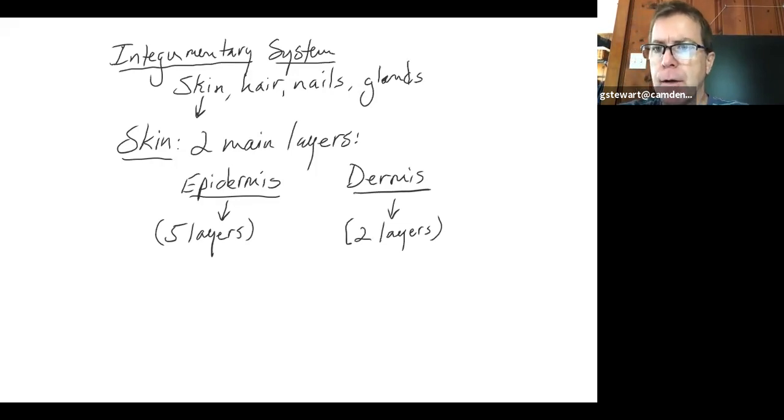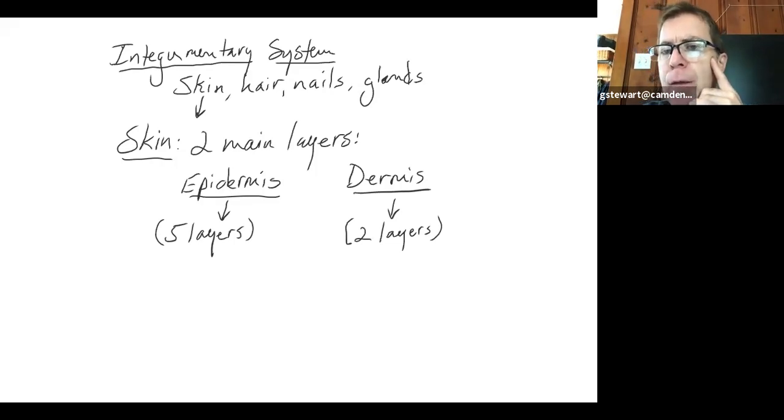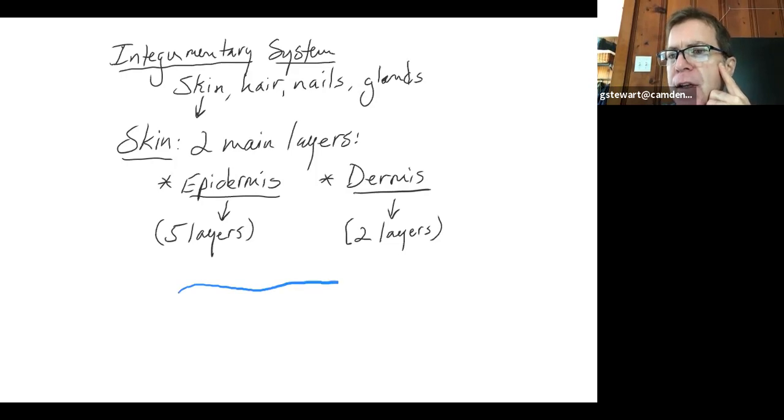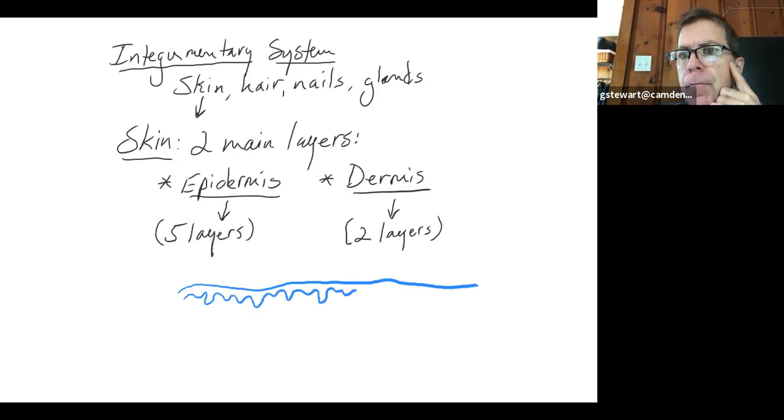Now here's the thing, if you've never looked at a skin sample under a microscope, it can be deceiving. The epidermis as a whole is much, much thinner than the dermis. So in context, this is what the skin really looks like. I'm just going to use a blue. The epidermis, if we look at a tissue sample of the skin under a microscope, on low magnification, low power, it looks something like this.